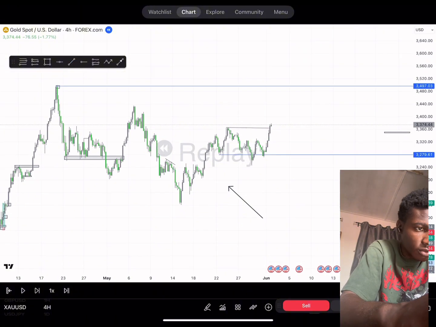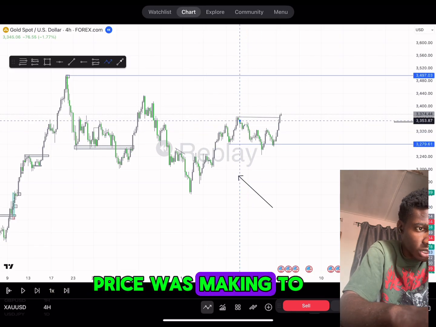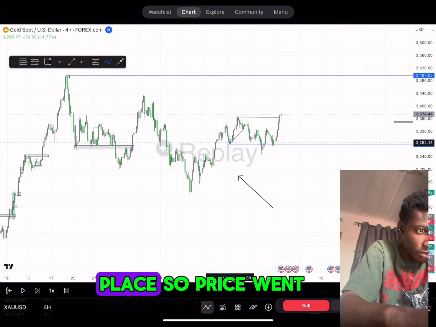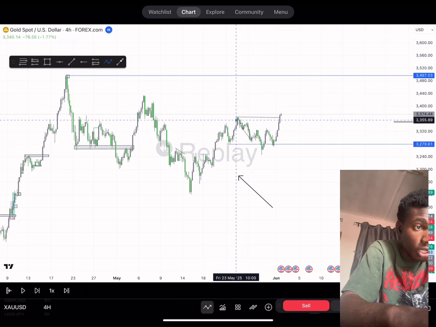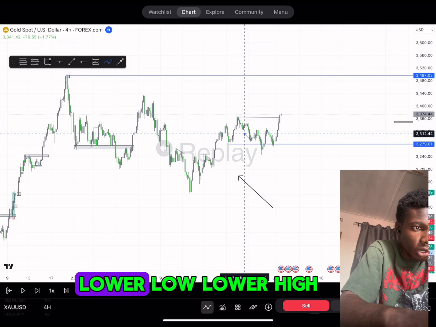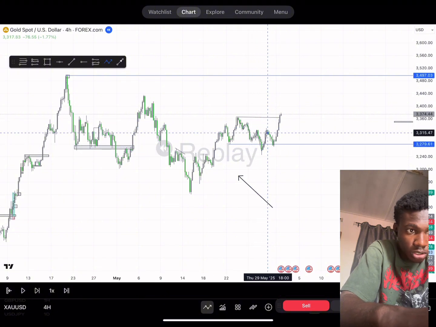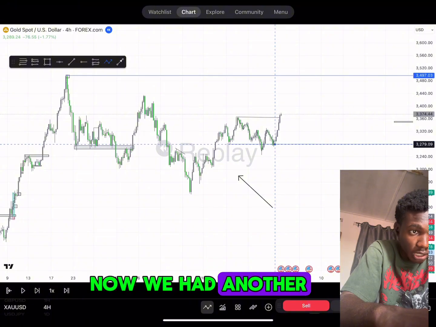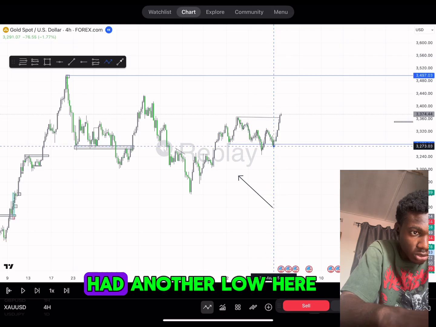Now after price went downtrend, price made a higher low after this place. This was lower high, lower low, lower high, lower low, lower high, lower low, equal high. Now we had another low here. We had another low here.